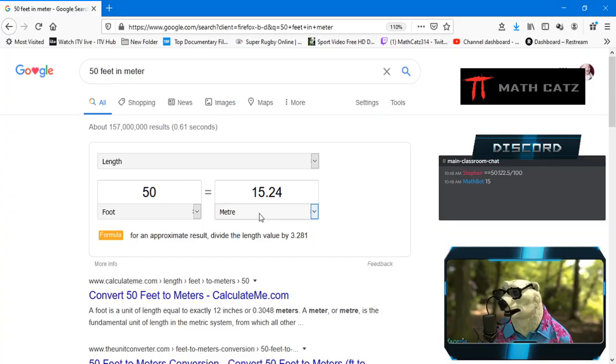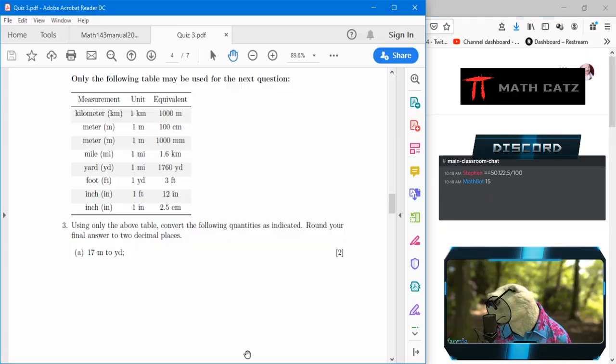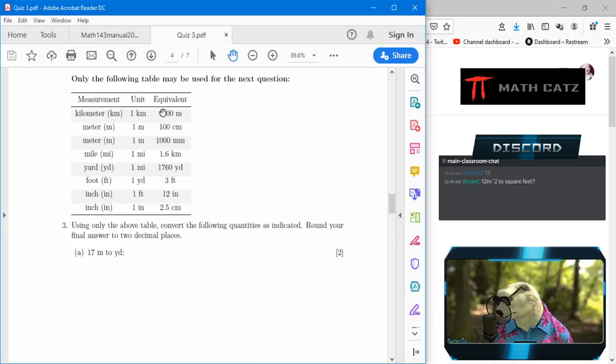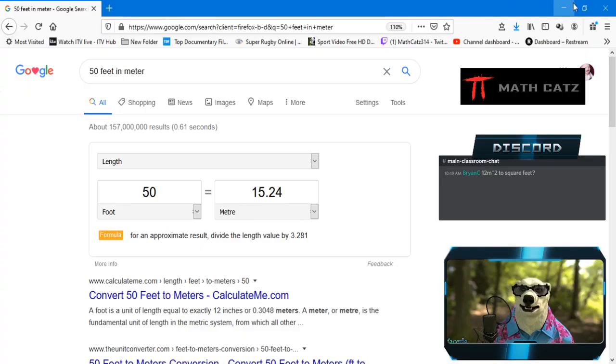15.24, because we simplified some of our conversion pairs. It's not actually 2.5, right? It's 2.54. And some of these others are simplified as well. So if you check, that is not going to be exactly right, and you can't use 15.24, because then you didn't use this table. That's how I get you.